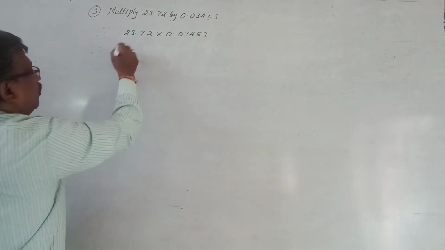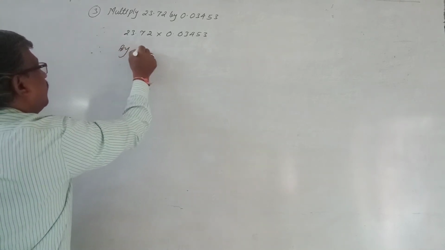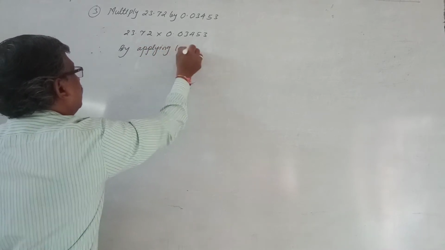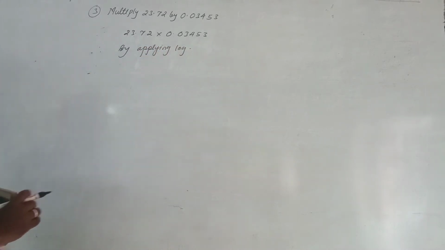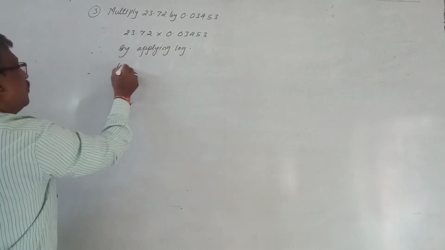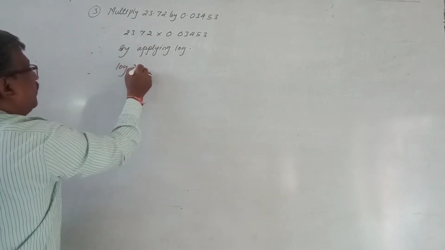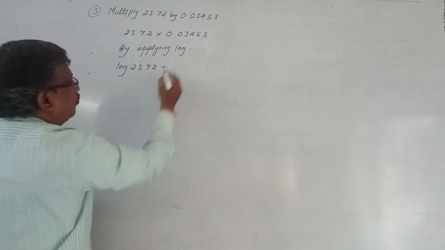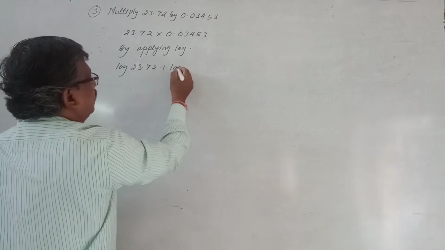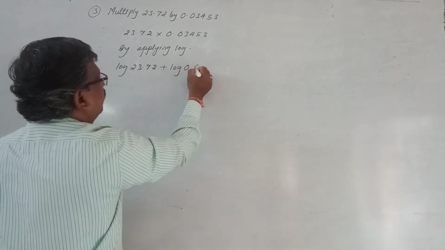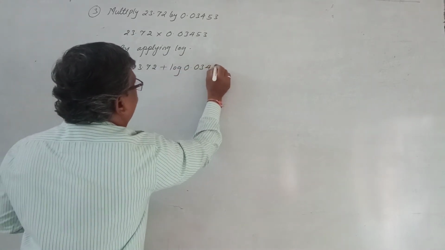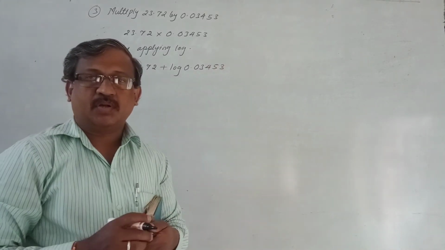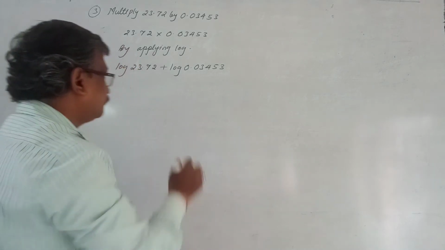So before going to the log table, first here you write as it is by applying log. Then apply the log. So how you have to apply the log? You have to find out the log of 23.72. As there is a multiplication, the logs we have to add, plus log of 0.03453. This is how you have to multiply. And now by using the log table you find out the logs.